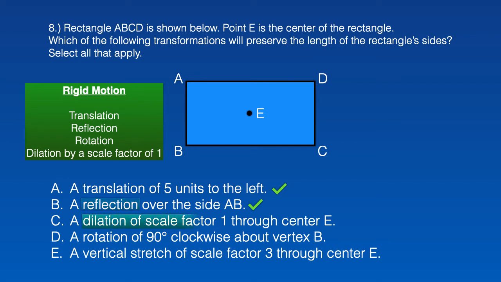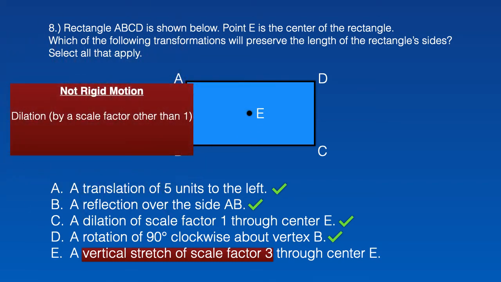Answer choice C, a dilation of scale factor 1. So as I said on the previous question, if you're doing a dilation by a scale factor of 1, the shape is going to stay the same size. So that's also going to be rigid motion. Letter D, a rotation of 90 degrees. A rotation is rigid motion, so that one's also correct. And letter E, a vertical stretch of scale factor 3. Okay, so since we're dilating it by a scale factor of 3, that's not rigid motion, okay? Whenever you dilate by a scale factor other than 1, it's not rigid motion.